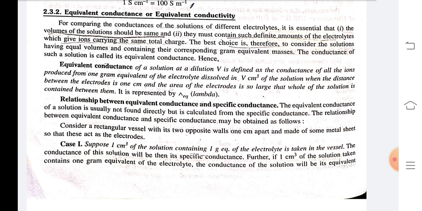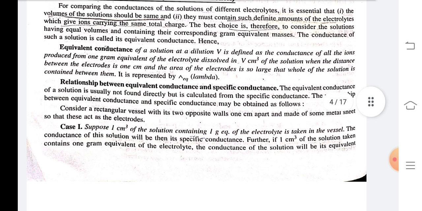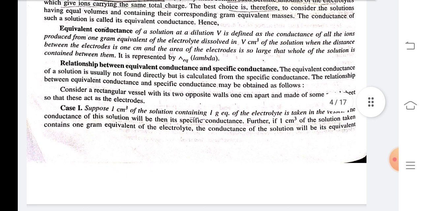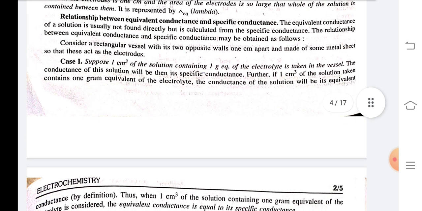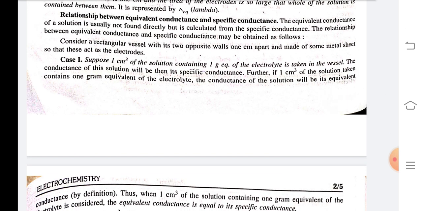The equivalent conductance of a solution is usually not found directly but is calculated from the specific conductance. The relationship between equivalent conductance and specific conductance may be obtained as follows. Consider a rectangular vessel with its two opposite walls 1 centimeter apart and made of some metal sheet so that these act as the electrodes.